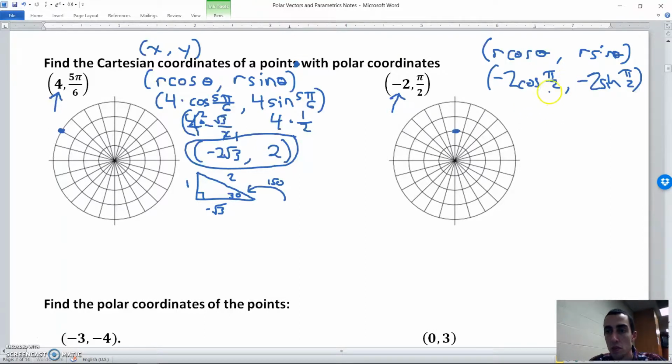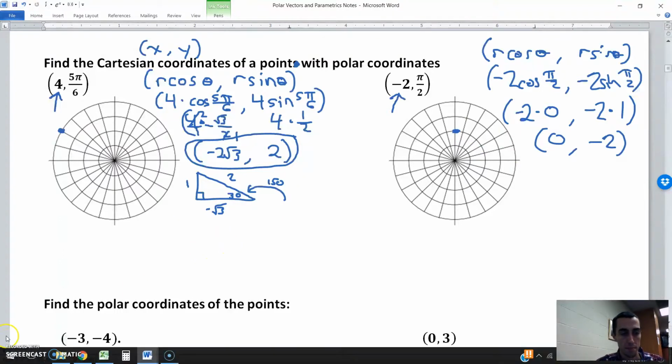Now to do pi over 2 or 90 degrees, we can't do a triangle, so you either need to go to the unit circle or remember the cosine graph. So either way, the cosine of pi over 2 is 0, and the sine of pi over 2 is 1. Multiply, and we have the coordinates 0, negative 2. I'm going to pause here for just a second.